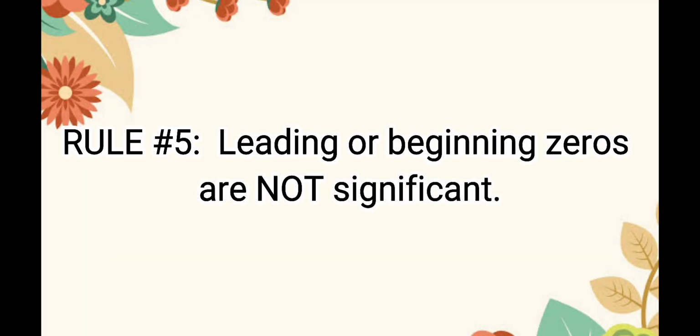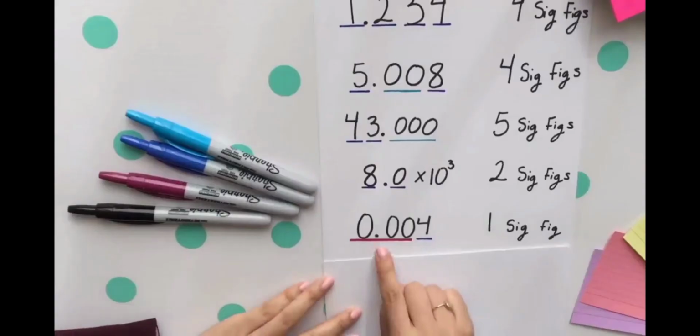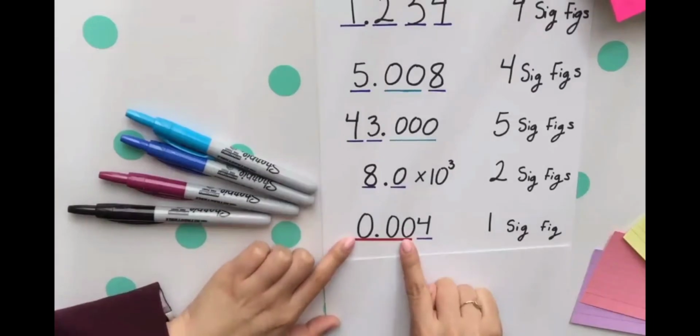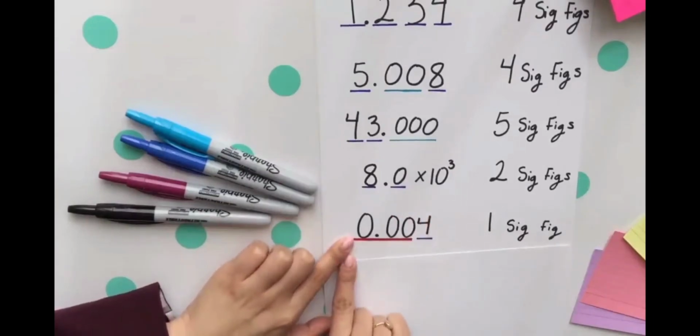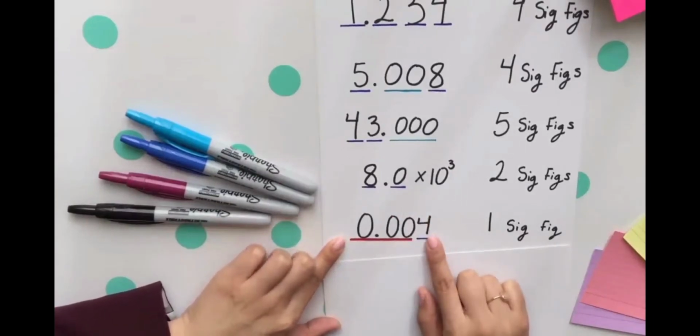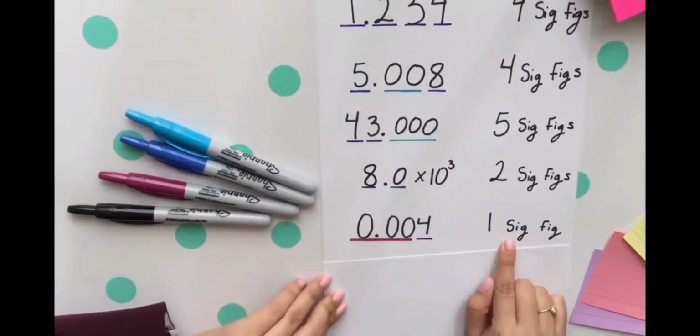Rule number 5. Any leading or beginning zeros are not significant. Looking here, these three are leading or beginning zeros, they do not count as significant. Only this 4 counts, so there is only one sig fig.